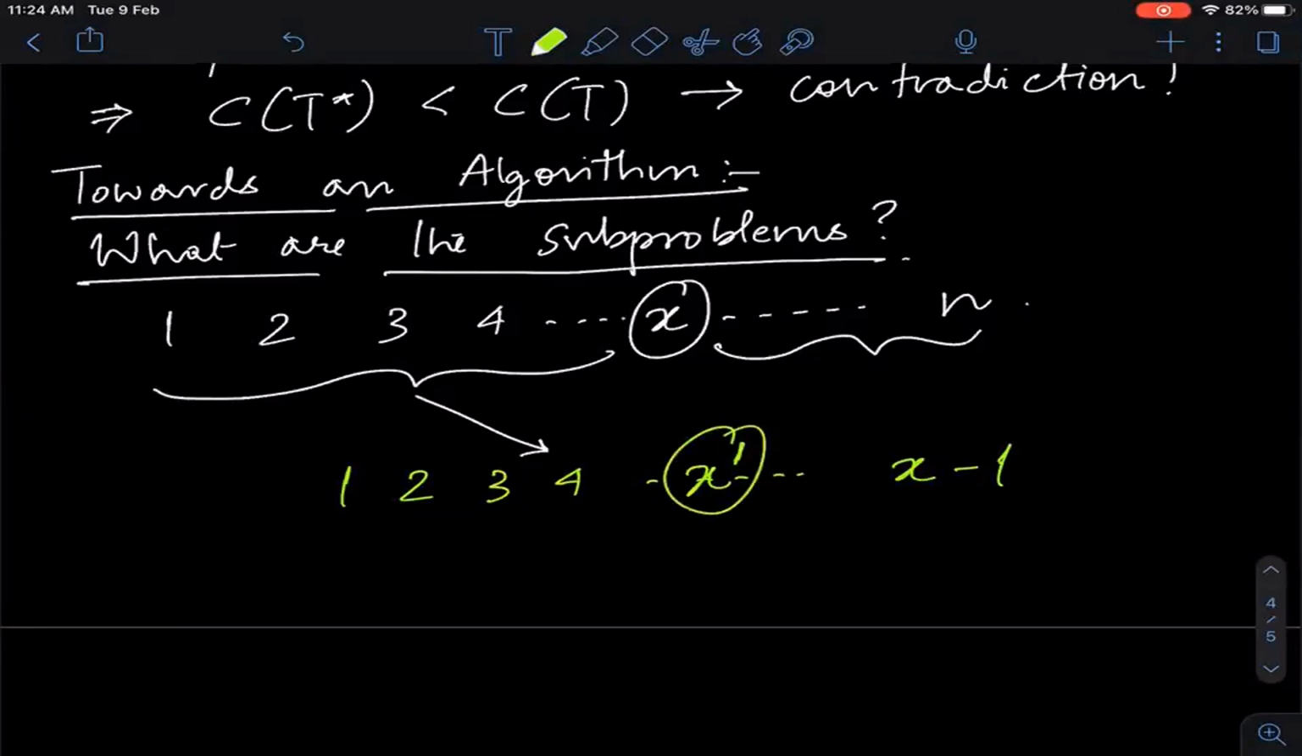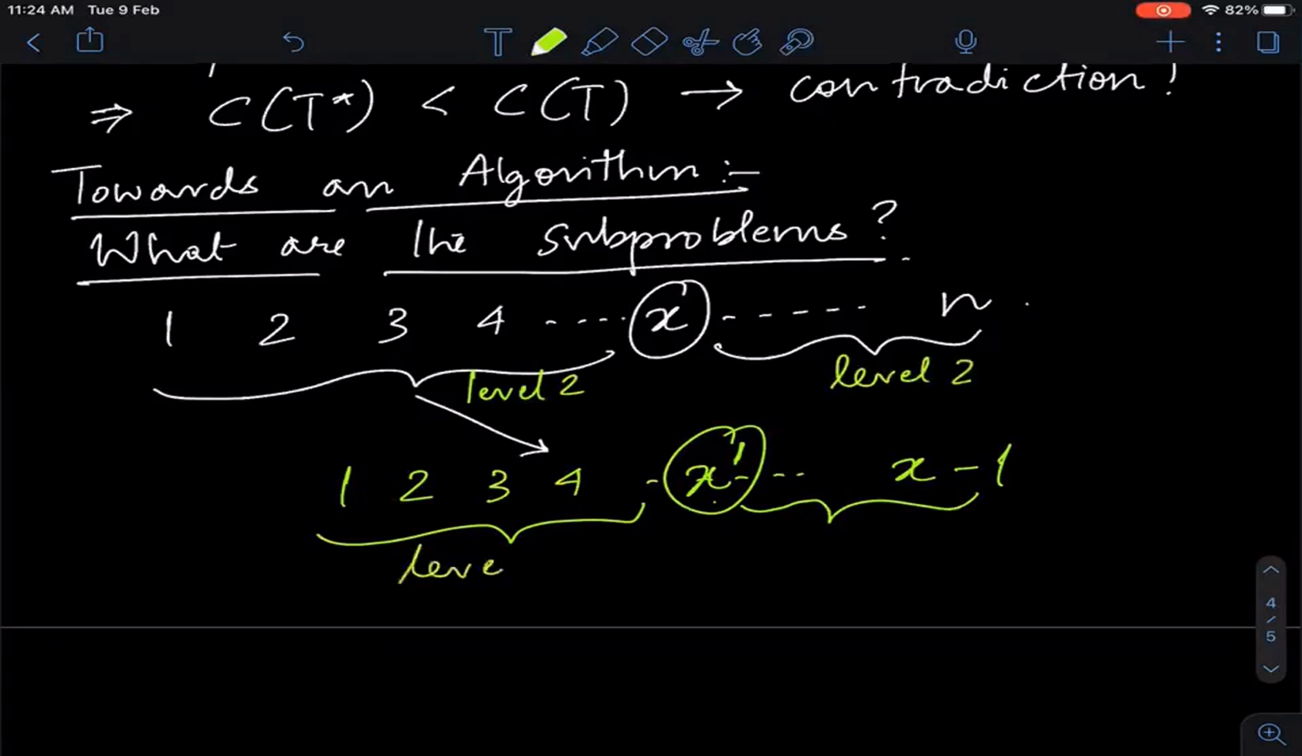But the point is, if you fix x prime to be the root, then which sub-problems do you need to solve now? You need to solve the sub-problem 1 to x prime minus 1, and x prime plus 1 to x minus 1. So this was your sub-problem. This is level 2, and now this is sub-problem level 3, and this is sub-problem level 3.